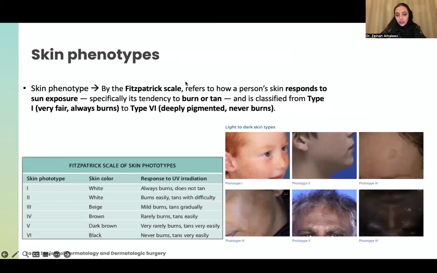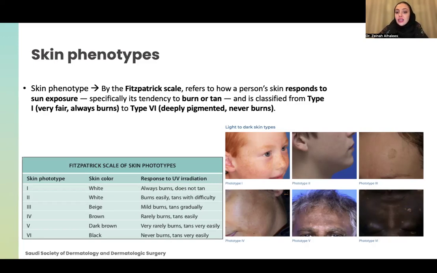So in terms of skin phenotype, what I was telling you, when we first walk in, we want to look at the patient. So what do we mean by skin phenotypes? So skin phenotypes are different skin colors, and we have a specific scale called the Fitzpatrick scale of skin phenotypes. So how did this scale develop? Basically, it refers to how a person's skin responds to sun exposure. What does that mean? Do they have a tendency to burn, or do they have a tendency to tan?